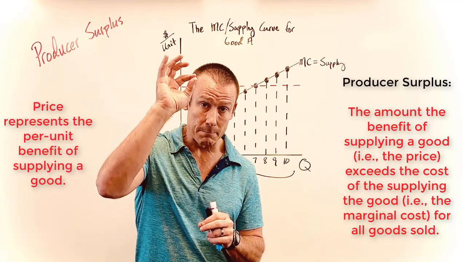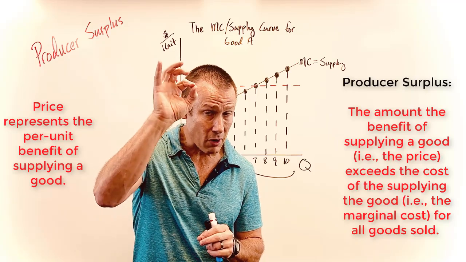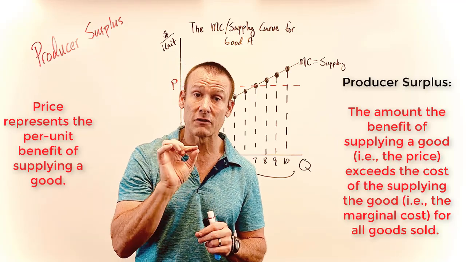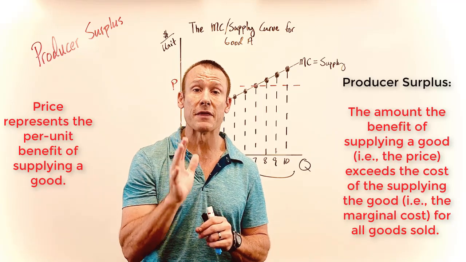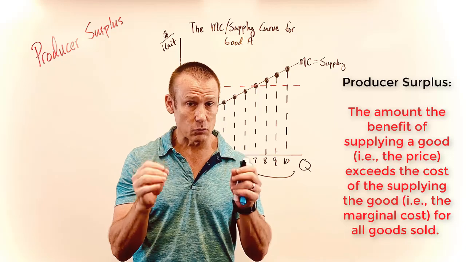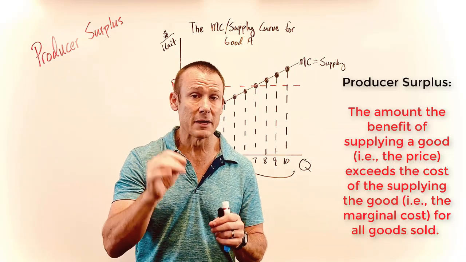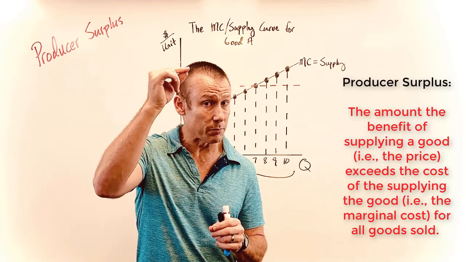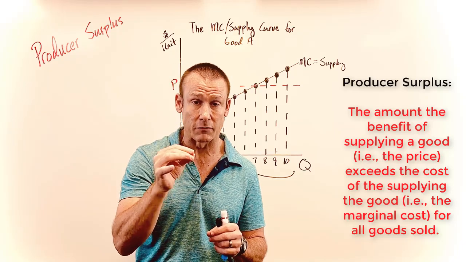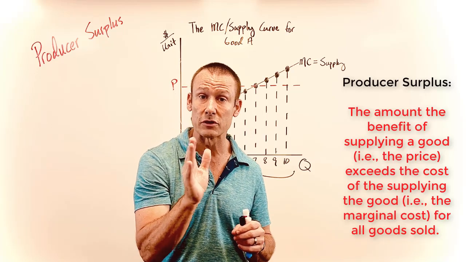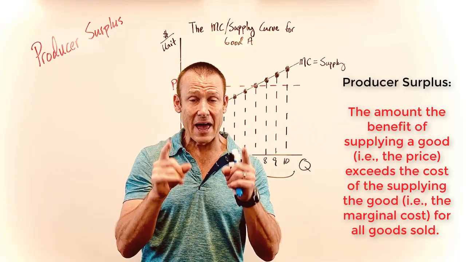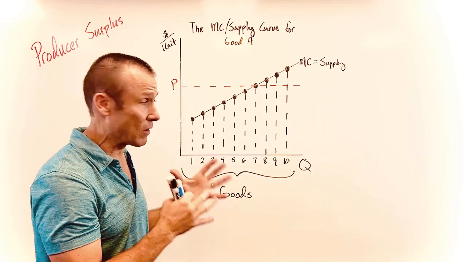It is the amount the benefit of selling a good, i.e. the price, exceeds the cost of providing that good for all the goods that are supplied, for all the goods that are provided. That's what producer surplus is. One more time, it's the amount the benefits of selling or providing the good exceed the cost of selling or providing the good for all the goods that are sold, for all the goods that are provided. That is the key. So let's get graphical.